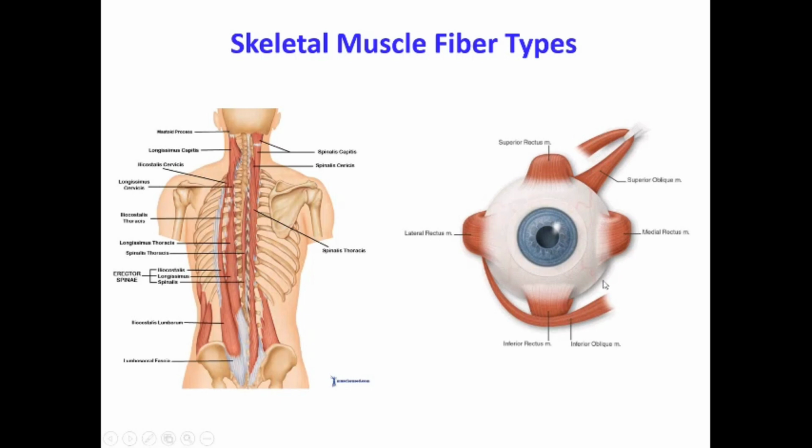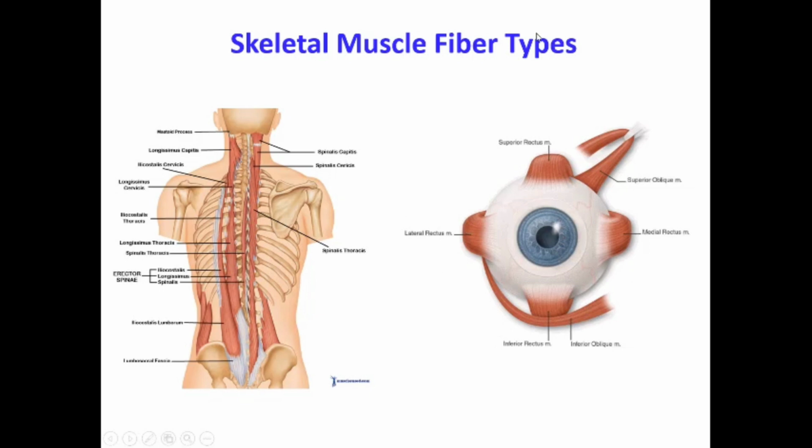For example, the extraocular muscles have very quick or rapid contractions, but the back muscles or erector spinae muscles have very slow contractions for a longer period without fatigue. All of this information indicates we have different types of muscles.